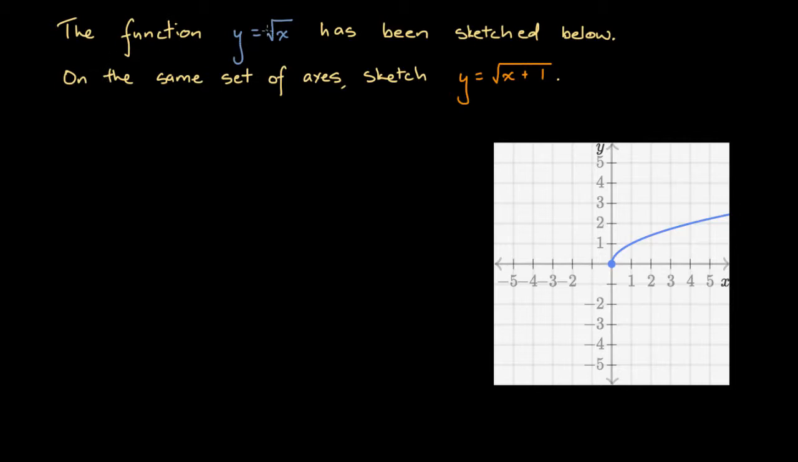The function y equals the square root of x has been sketched below in blue. On the same set of axes, sketch y equals the square root of x plus 1, and x plus 1 is all under the square root sign.